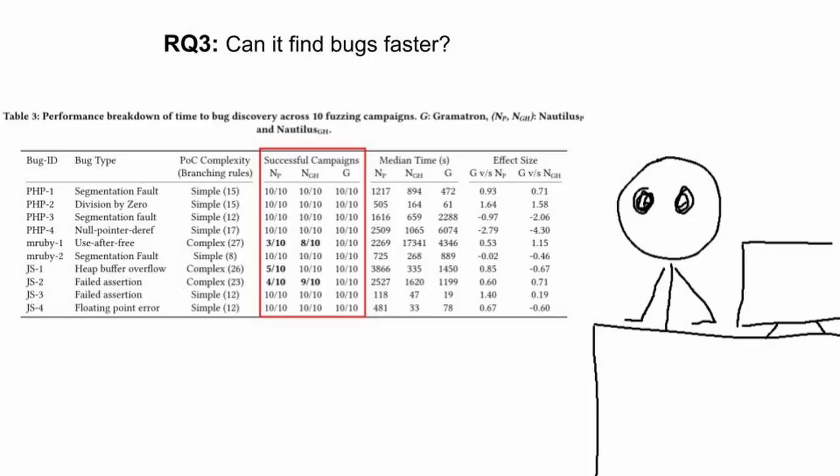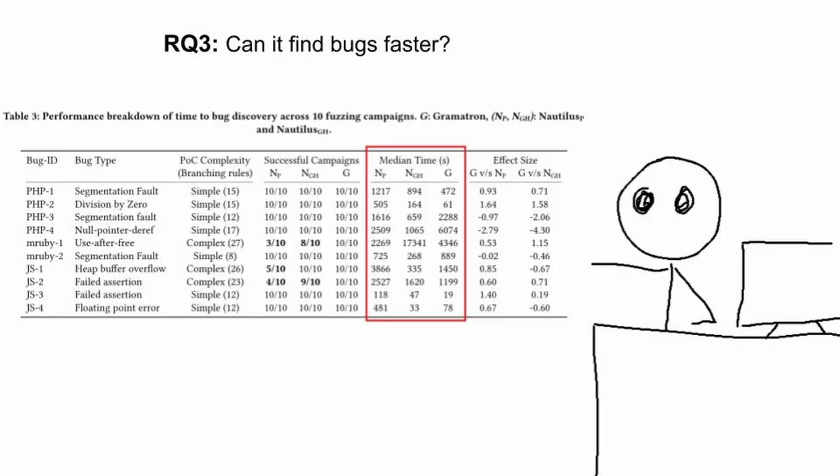This clearly shows that Gramatron's ability to find bugs is superior to Nautilus P and Nautilus GH, as at no point was Gramatron ever unsuccessful in finding bugs, whereas Nautilus P suffered quite a bit, especially in the JavaScript sections, and Nautilus GH was also unable to find the bug in 3 different campaigns.